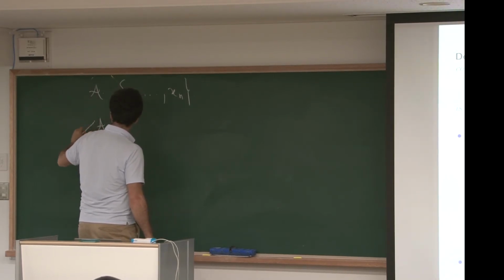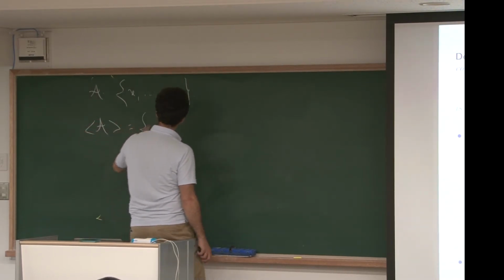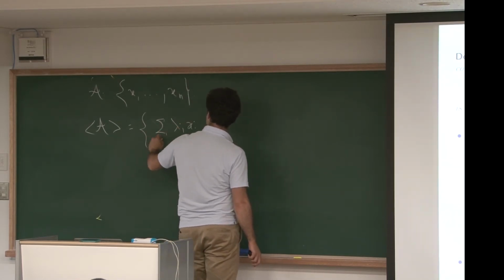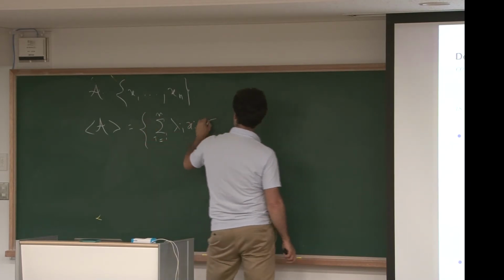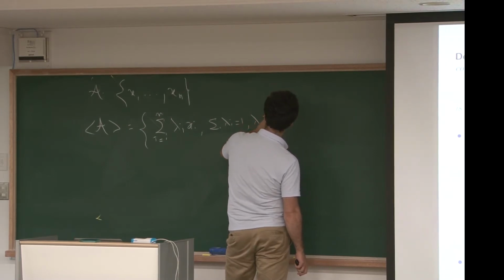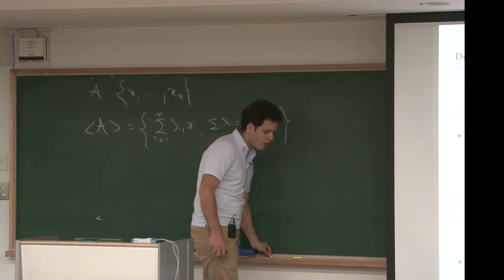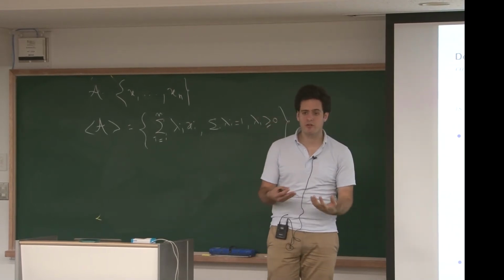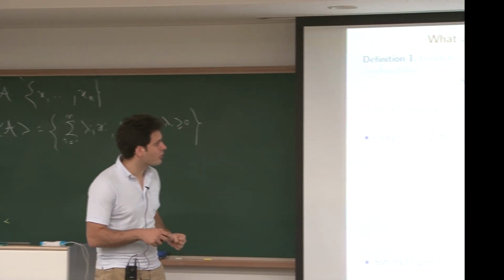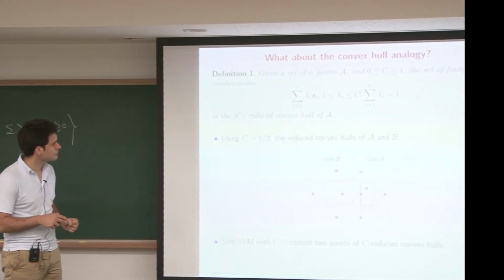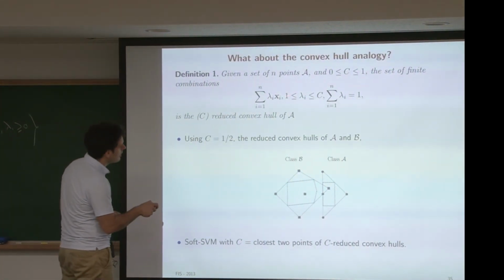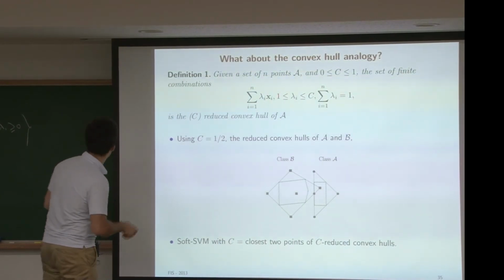Then the convex hull of A is just the set of points, sum of lambda i x_i, i equals 1 to n, such that sum of lambda i is equal to 1, and all the lambda i's are non-negative. Okay? So those are all the possible convex combinations of those points. When you consider something called a reduced convex hull, basically you're going to, I'm sorry, there's a mistake here. Lambda i is non-negative, it's bigger than 0.